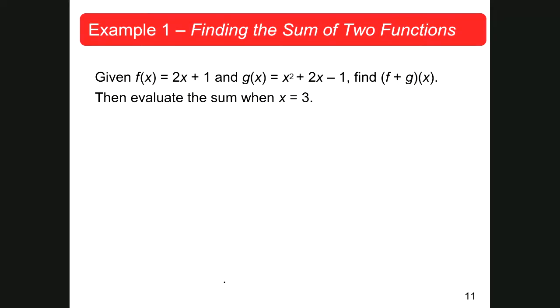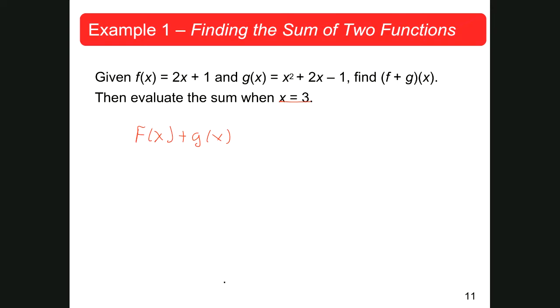So if they give us a function like this, if they say given f of x equals 2x plus 1 and g of x is x squared plus 2x minus 1, find f plus g of x, basically what they're saying is find and then evaluate when x equals 3. What they're really saying is we're going to take f of x, add g of x together, and then we're going to plug in 3 at the end.